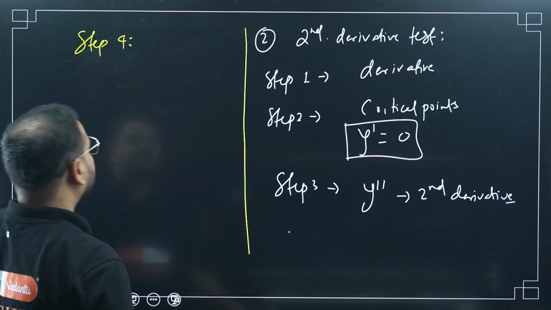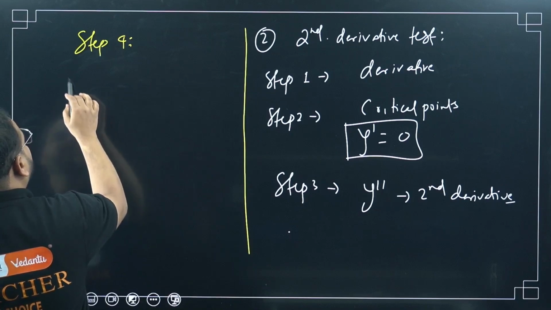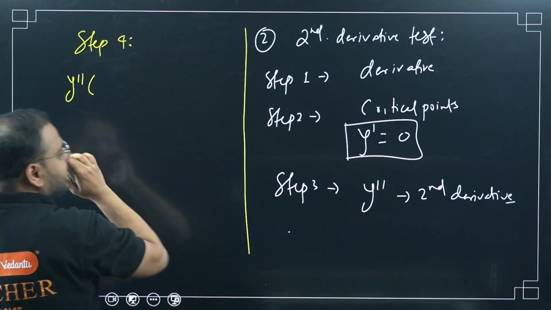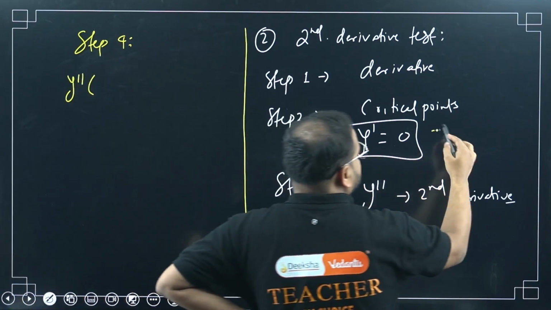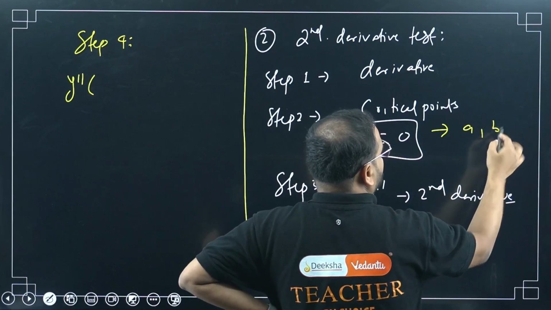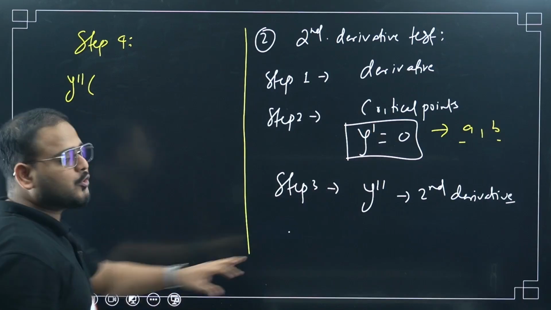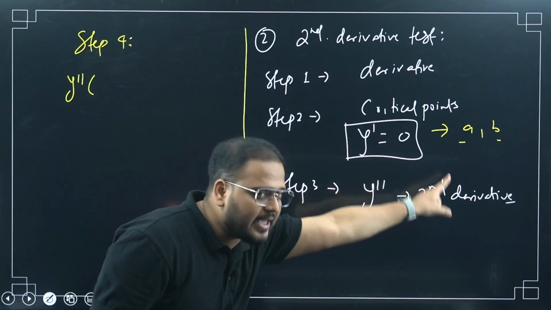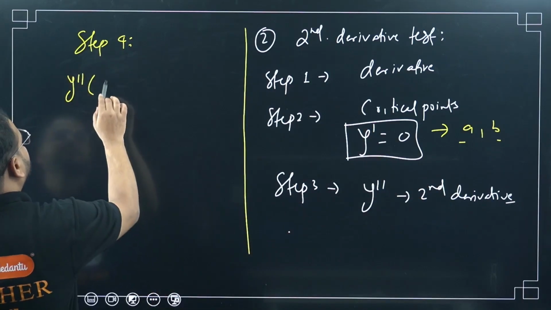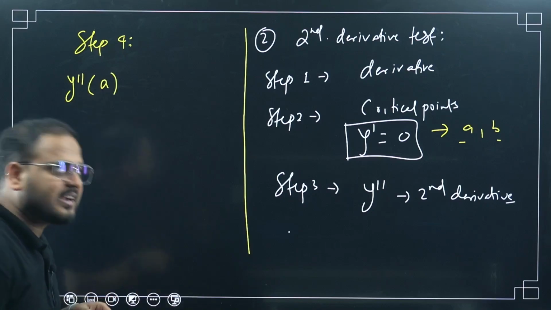There's no number line here. So simply find the y double dash value. Let's say I get 2 critical points here, A and B. Once you have found the second derivative, substitute A in the second derivative.